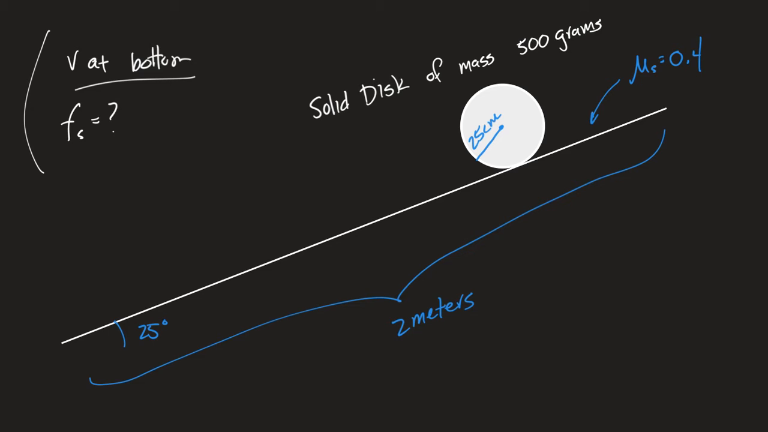A 500-gram disc, the radius is 25 centimeters, on a 2-meter-long ramp inclined 25 degrees with the horizontal, experiencing a coefficient of static friction of 0.4. I'd like to know how fast it's going at the bottom. And I'd like to know what the size of the frictional force is on it.